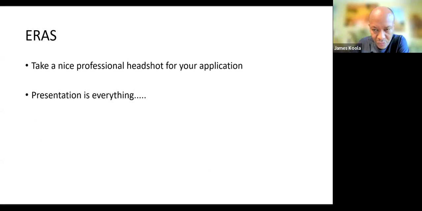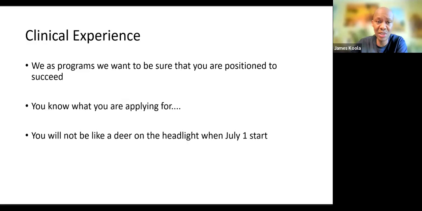In ERAS, they need a picture. Don't take a picture with your phone and put it in there. This is a time to go and do a nice professional portrait. We look at those pictures. These days interviews are on Zoom, so there's so much we depend on what you put in. So presentation is everything. Present yourself well, and don't do a disservice to yourself.